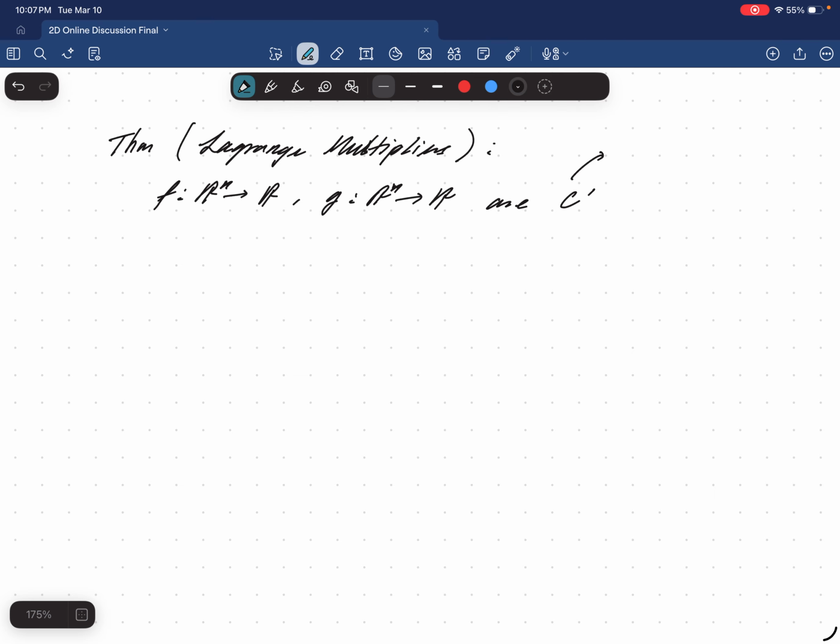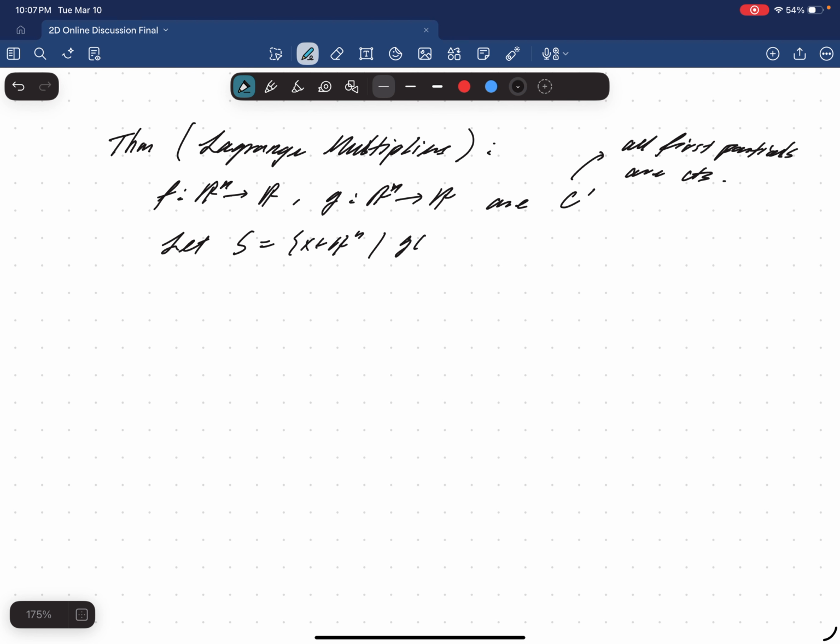So all first partials are continuous. And let S be all the x in Rn such that g of x is equal to c. This is the level set of g.